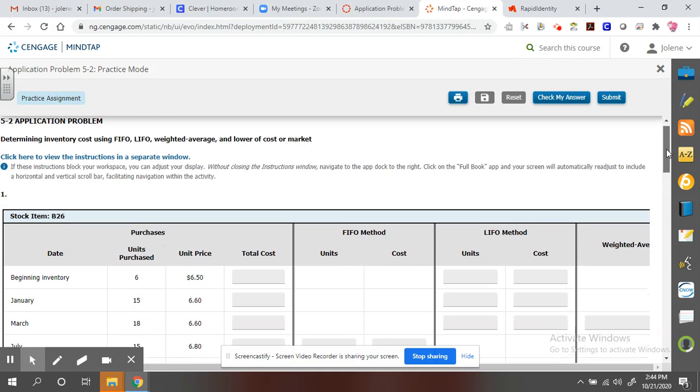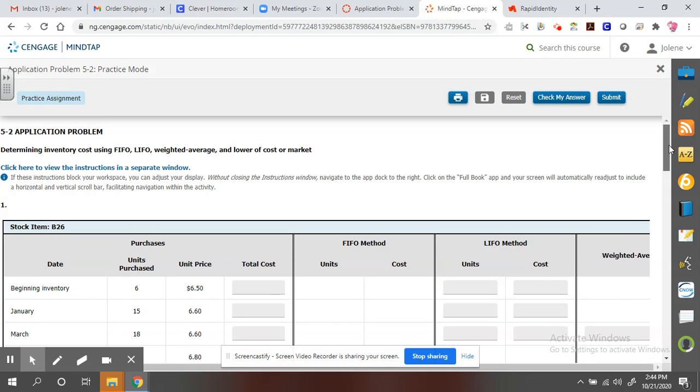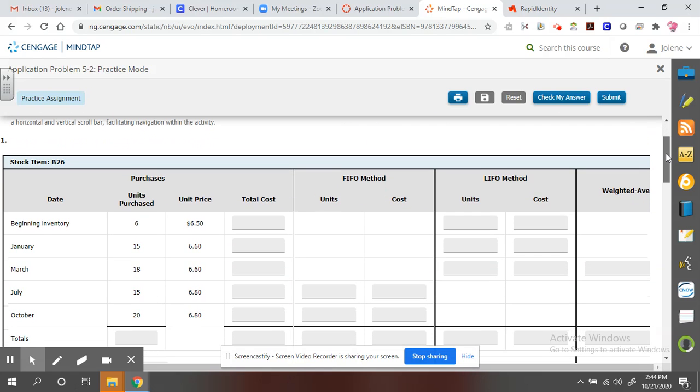All right, so we are in the book. This is page 167 of the book. 167 in your textbook. This is only about the FIFO, LIFO, weighted average, and lower of cost or market. So this is only from 5-2 in the book if you need to look at the book for instructions.